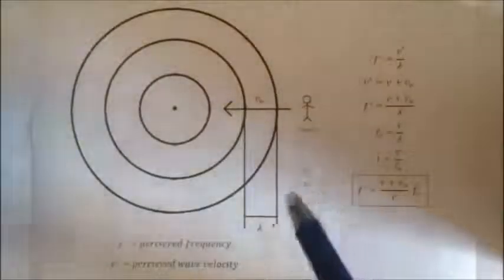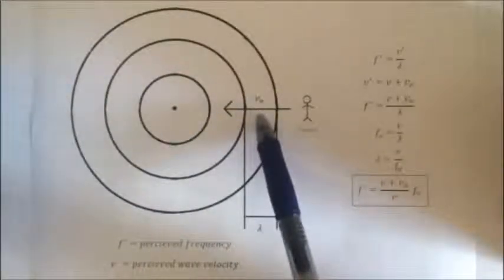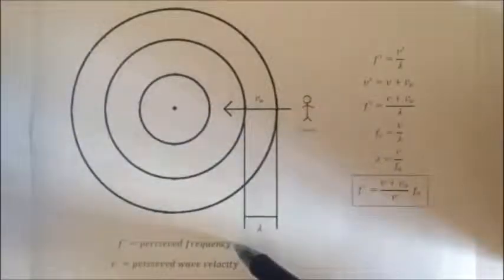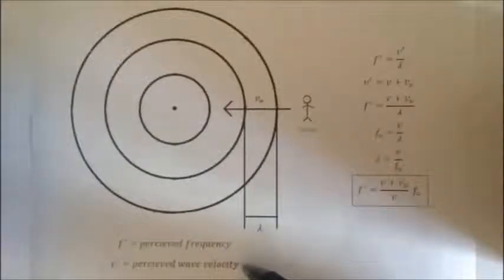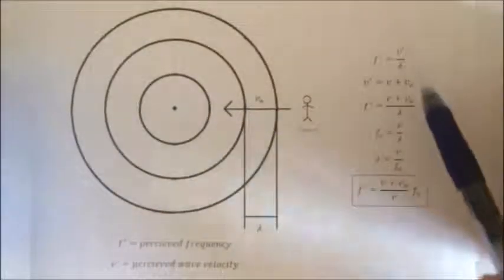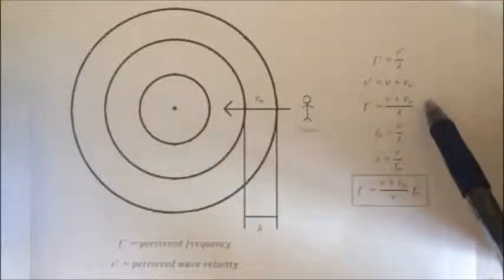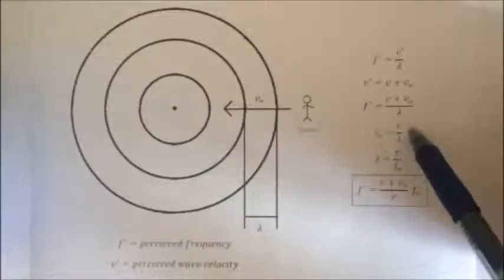The second situation is when there is a moving observer, moving at a speed V naught, which is positive when moving towards the source and negative when moving away. There is still a perceived frequency, f prime, but instead of a different wavelength, the velocity of the wave is perceived differently, represented by V prime. In a similar way as before, we can solve for the perceived frequency. The perceived wave velocity is equal to the original plus the velocity of the observer. That can be used to substitute into the equation for frequency, as well as the equation for the original wavelength, to give us the following.